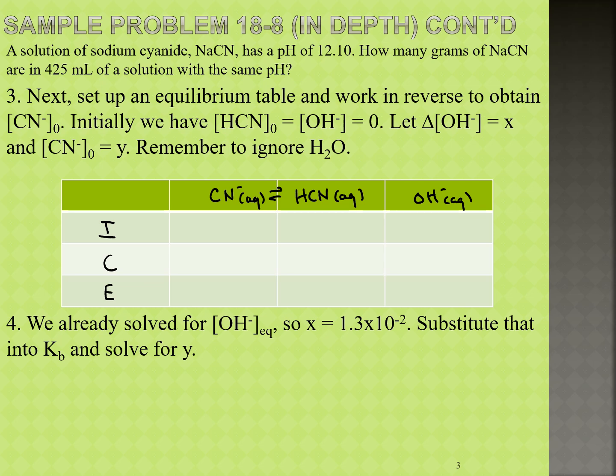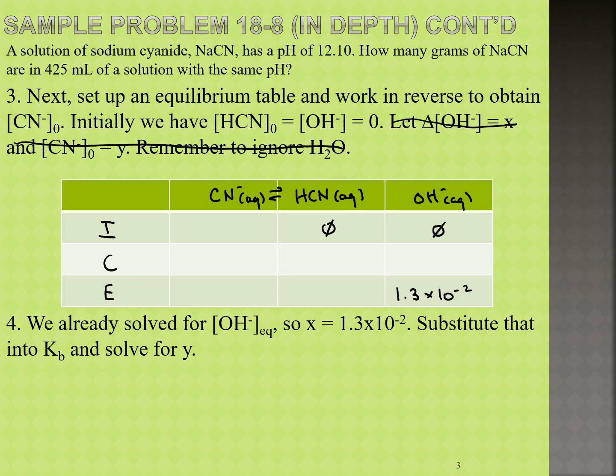So, right, I can start to plug stuff in. I know initially we have none of our HCN or our OH there. I've got a bunch of stuff up here where I can put in the changes, but let's ignore this for right now, and say I know that at equilibrium my OH concentration is 1.3 times 10 to the minus second. We found that on the previous slide.